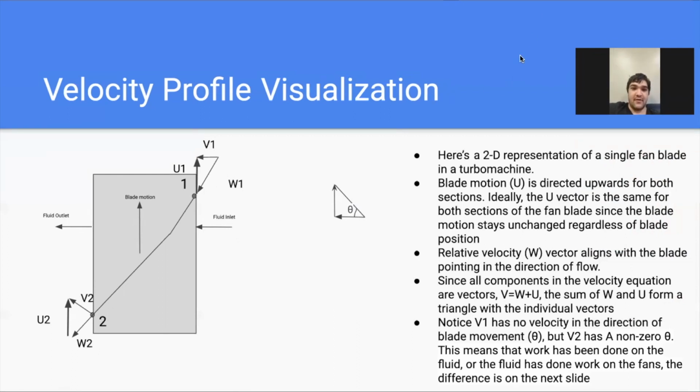Another thing to note is theta, which is the angle relative to the tangent of the blade. As you can see, at V1 the velocity isn't angled, while at V2 it is angled, and we'll explain that more in the next slide.